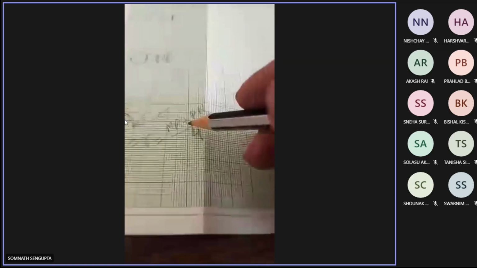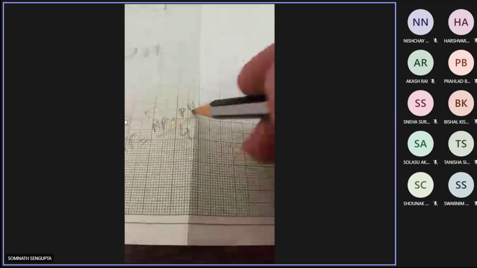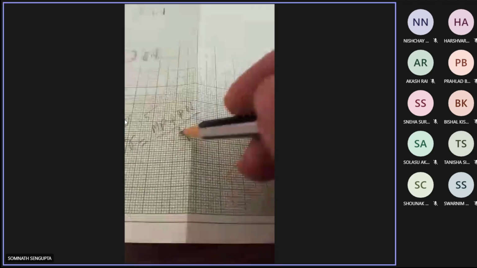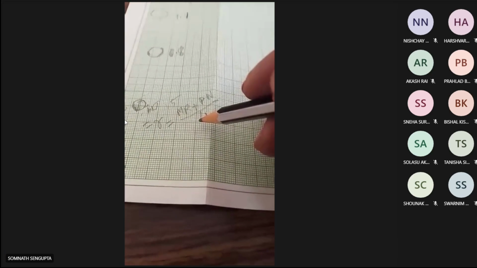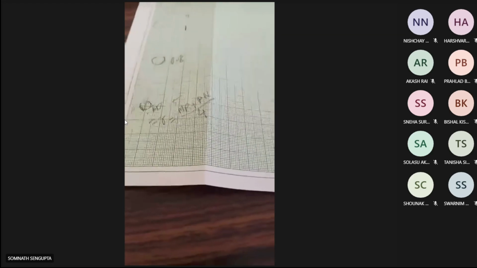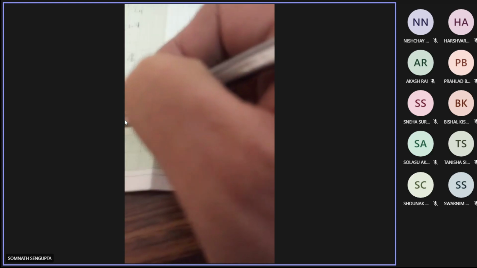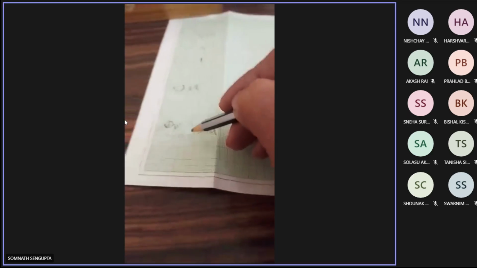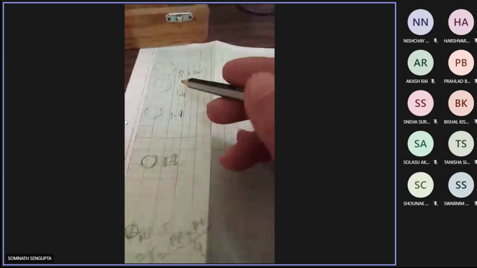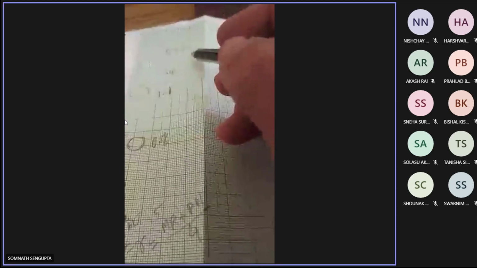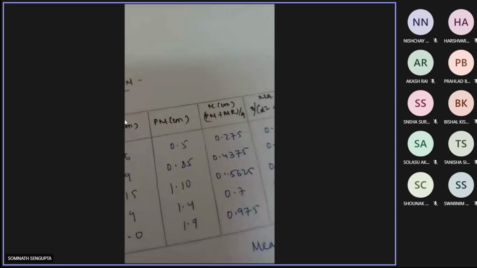Okay, radius is half of the diameters. And since we have taken 2 diameters, so it will be divided by 4. So this way we calculate the radius. This is radius of the spot, and for each of this spot, you have to calculate the radius according to this formula.